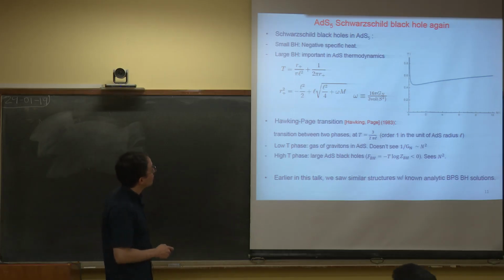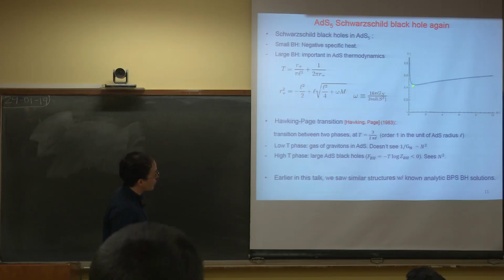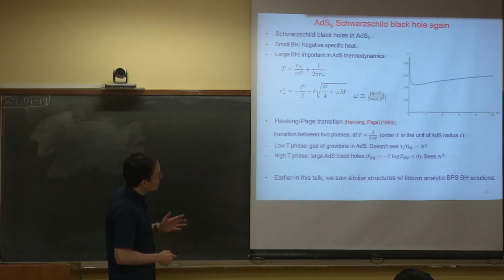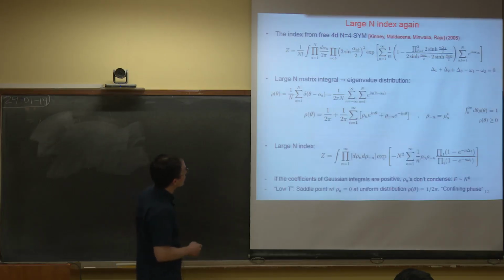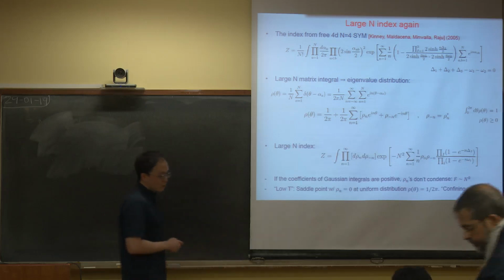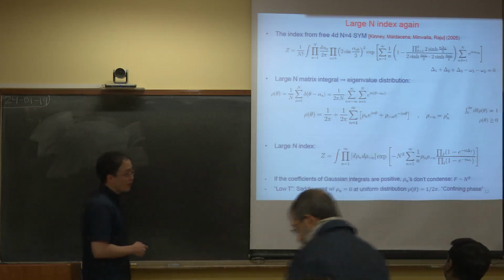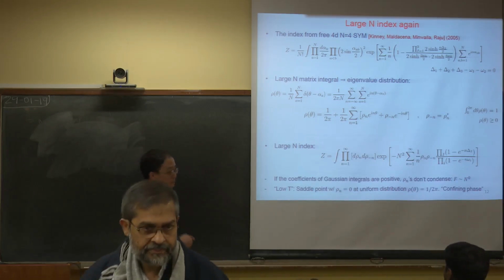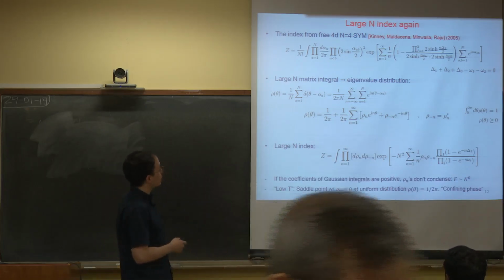So just to remind you, in both the Schwarzschild AdS black holes and the known analytic black hole solutions, we have identified a small black hole branch and a large black hole branch. In both cases, the large black hole branch was competing with the graviton saddle point, and that can cause the Hawking-Page transition. As a dual of that, we are seeking the deconfinement phase transition of gauge theory. I'm repeating myself, the things I told you yesterday.